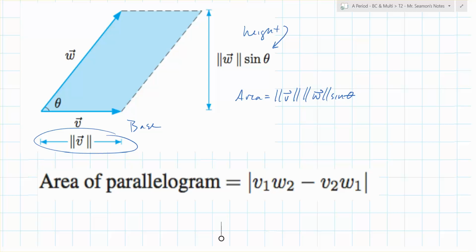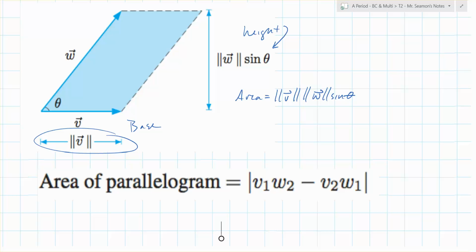It's really cool. V1 W2 minus V2 times W1. So remember what I said at the beginning of this segment. I'm going to show you some of this and give you the end product. What if we glossed over the relationship between?